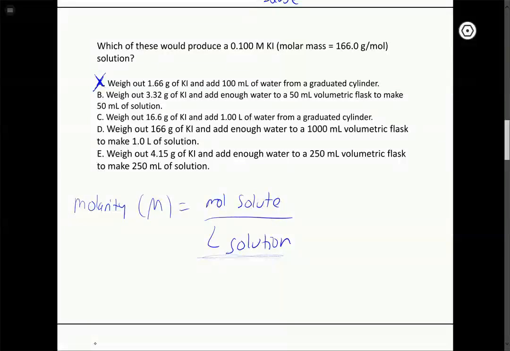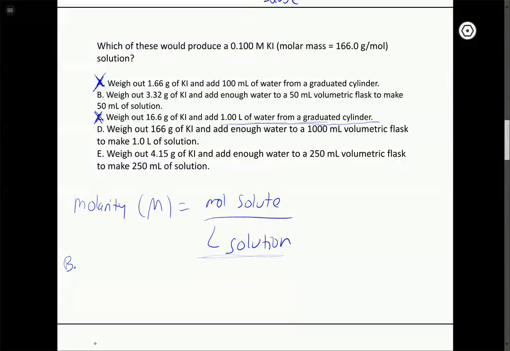We're adding water from a graduated cylinder, but we're adding just a volume of water. For choice C, we will need to ensure that the volume of solution is 1 liter to be able to calculate the molarity accurately. And then finally, the rest of these all have the wording correct, but we're making a certain volume of solution. So now we have to do the math.